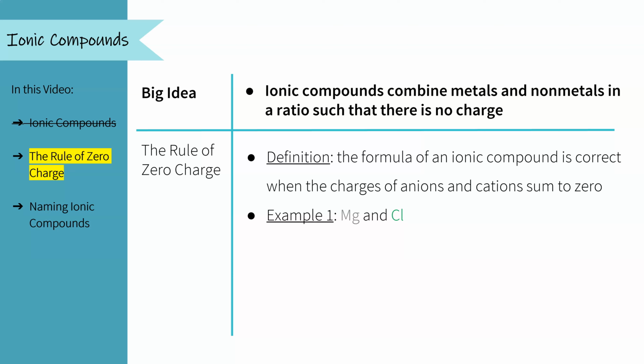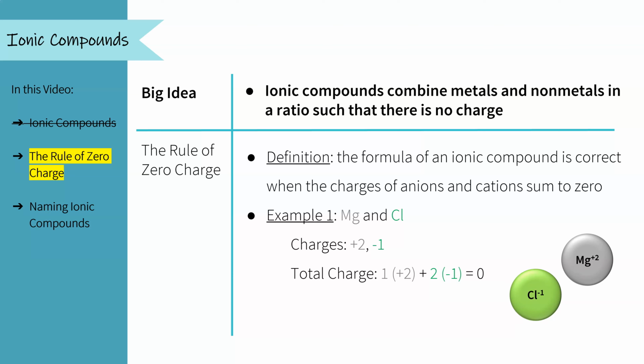Our first example is a compound that forms between magnesium and chlorine. Step one is to find the charges of those two atoms. Using my periodic table, I know that magnesium will form an ion with a +2 charge, and chlorine will form an ion with a -1 charge. Now I want to think about how many magnesium atoms and how many chlorine atoms I'll need to get my overall compound to have a charge of 0.